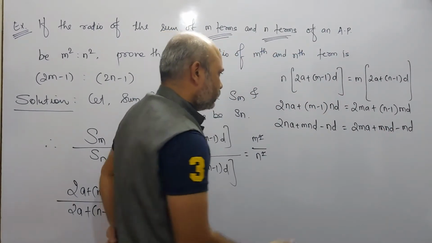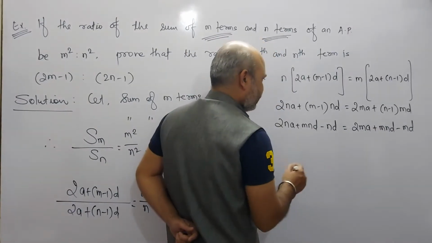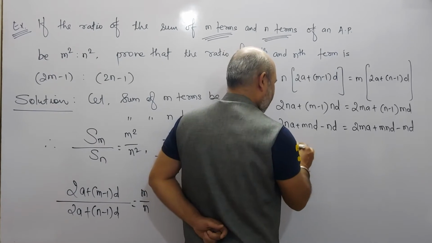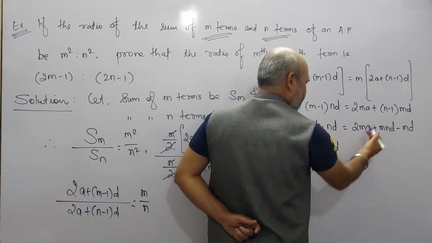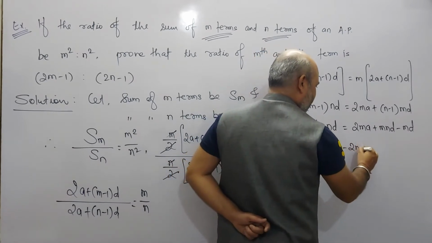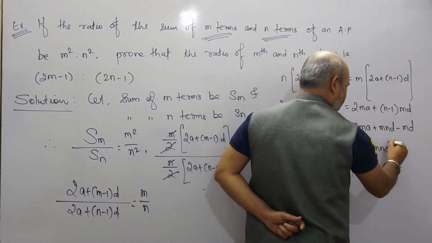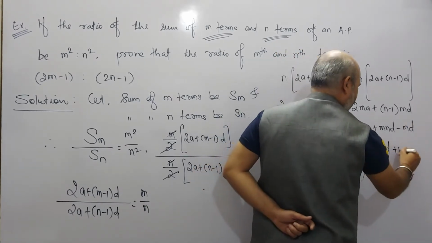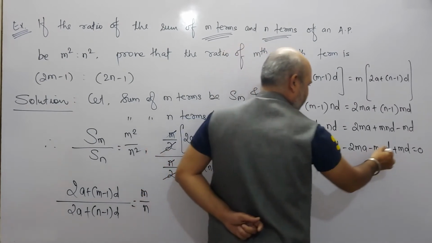Now student, just transfer this to the left hand side. So this will be 2na plus mnd minus nd. This will be minus 2ma. This will be minus mnd. This will be plus md, and this is equal to 0. Now this term will cancel out.